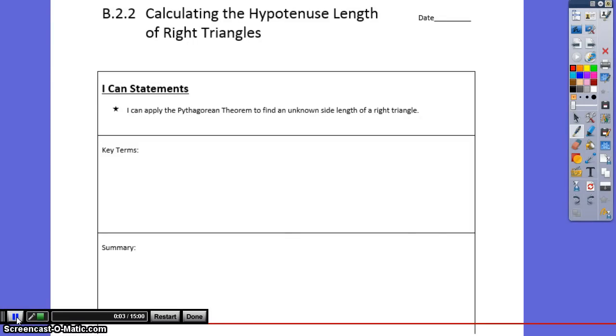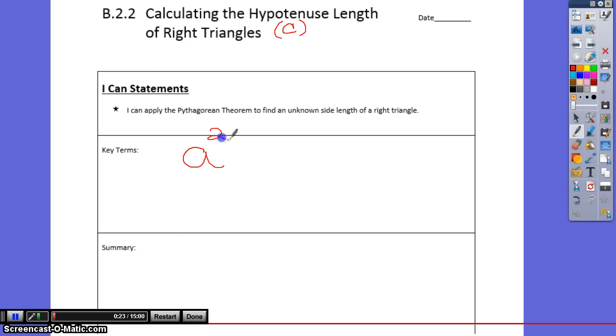Unit 2, Lesson 2, calculating the hypotenuse length of right triangles. What letter stands for the hypotenuse? C. Excellent. So that's the only thing that we're going to find today is the hypotenuse, the letter C in the Pythagorean theorem. And what is that Pythagorean theorem?